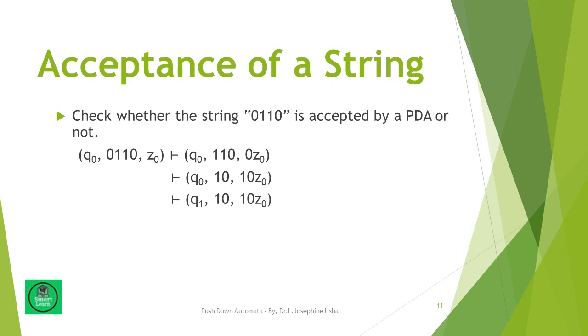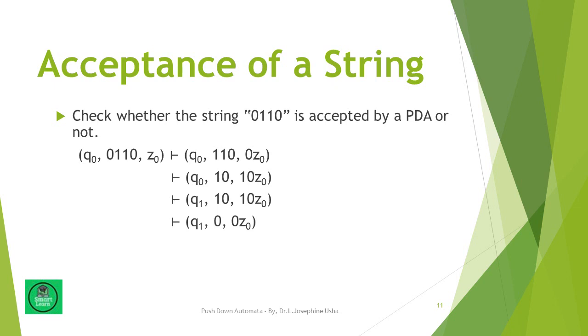Okay, so this will be the configuration. Now you reach the middle of the string. So what you do is move to the state Q1 without reading any input symbol. Then you have to compare. In the state Q1, you compare the input symbol with the symbol at the top of the stack. If there is a match, you pop the symbol.